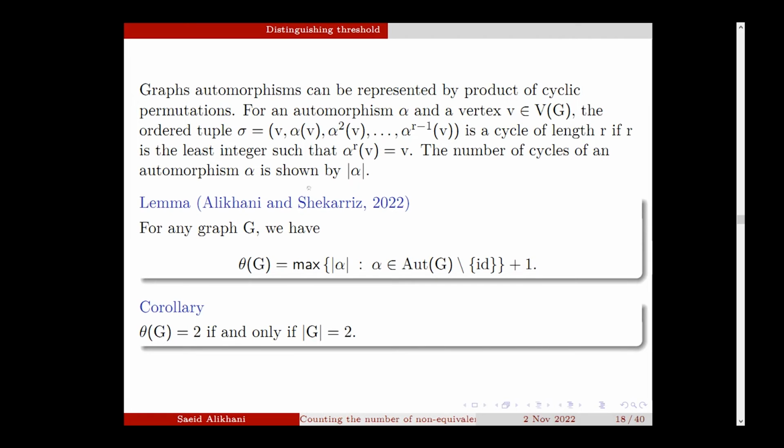An automorphism can be presented as a product of cyclic permutations. For an automorphism alpha and a vertex V, the ordered tuple sigma, which is V, alpha of V, alpha squared of V, and so on up to alpha to the R minus 1 of V, is a cycle of length R, and R is the least number such that alpha to the R of V is V. The number of cycles of an automorphism alpha is denoted by the modulus of alpha, and so we have this result that the distinguishing threshold of any graph is the maximum of the number of cycles of automorphisms of the graph which are not the identity, plus 1.